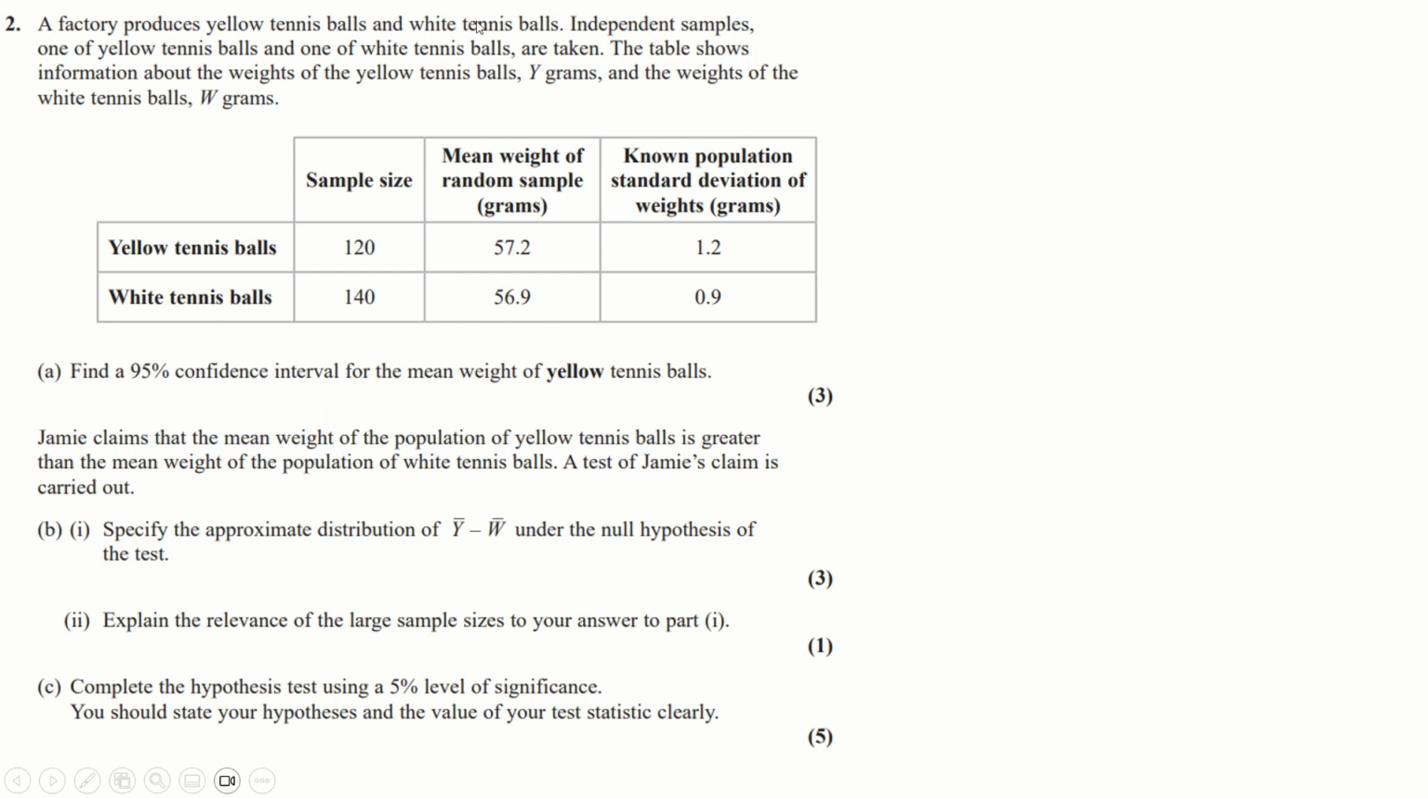A factory produces yellow and white boards. Got some statistics here from quite large samples. Find a 95% confidence interval. Just be aware that there's very little about confidence intervals given in the formula book. So those are the things that you need to just know when you go into the exam.